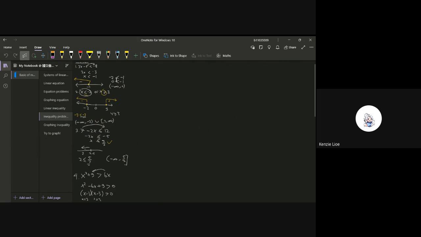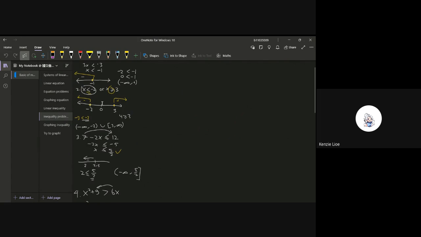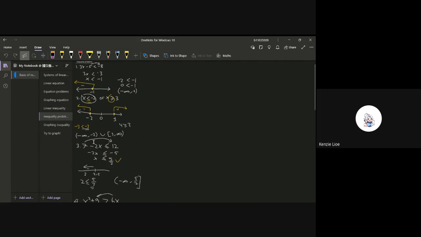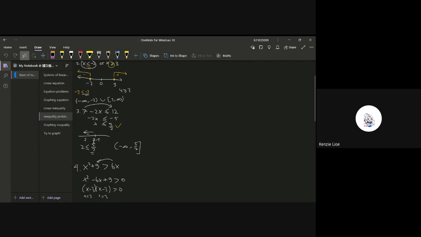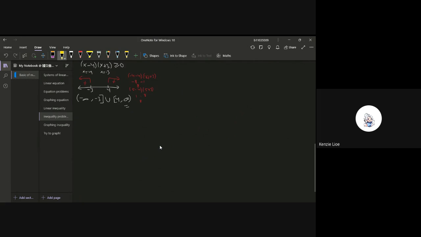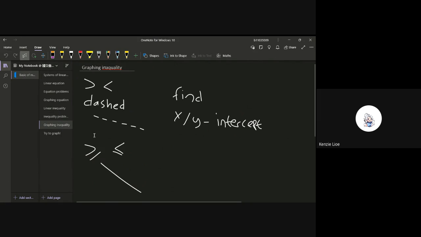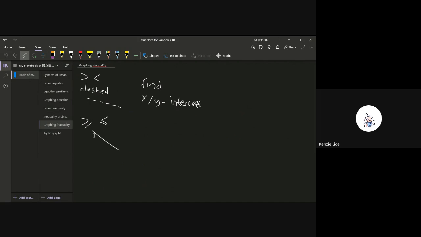This is the inequality problem. So it's like a basic one, you just move the left to the right, left to the right, and so on, and then you can get the solution right here. And then graphing an inequality is basically the same steps.